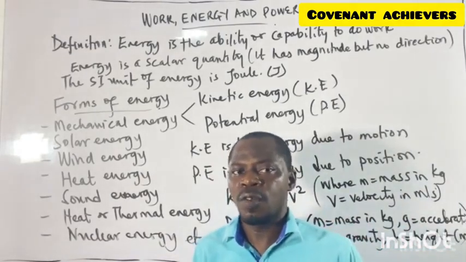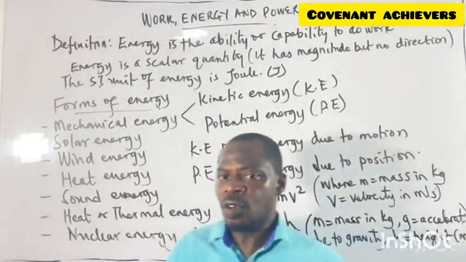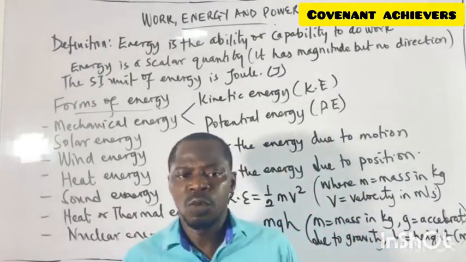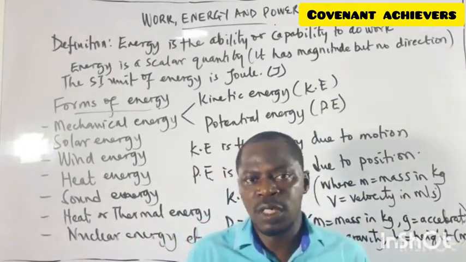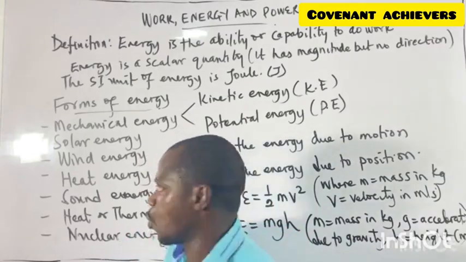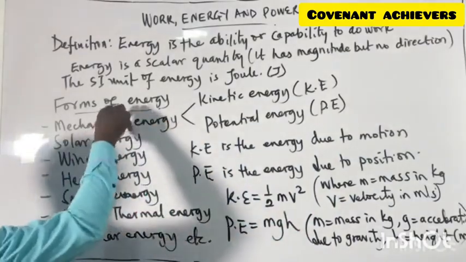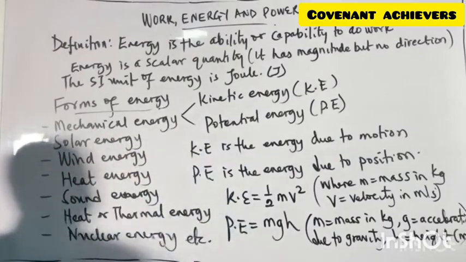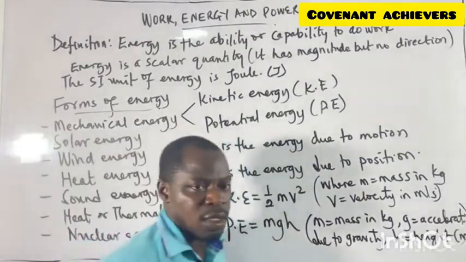When we talk about the law of conservation of energy, it states that energy in a closed system can neither be created nor destroyed, but it can be transformed from one form to another. You can't create or destroy energy in a closed system, but it can be transformed from whatever form it is to another form. That means mechanical energy can be transformed into solar energy, solar energy can be transformed into any of the other energies. And we can see examples of that in some of the appliances that we use.